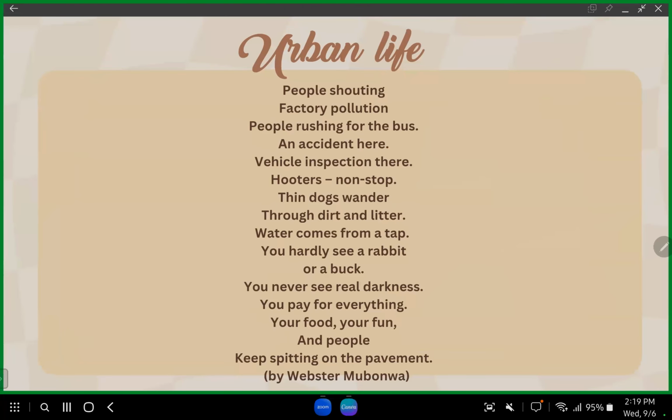Then before we left last week, we had a poem titled Urban Life by Webster Mubonwa, and somebody read it for us, but I think at around this time people were logging out. So today I'd like us to revisit these poems and answer the questions. There are only two. Then we shall move on to the next thing. So may I have a volunteer to read for us this poem? Isaac, please help to choose those who would like to participate.